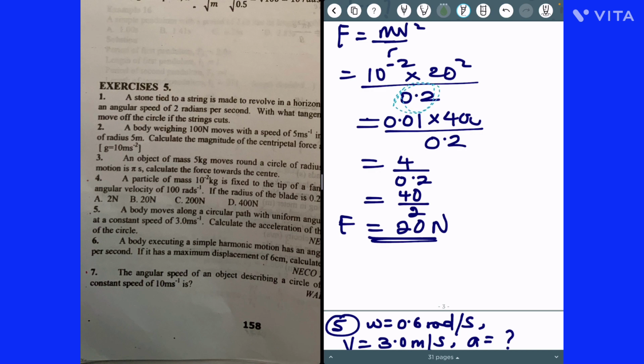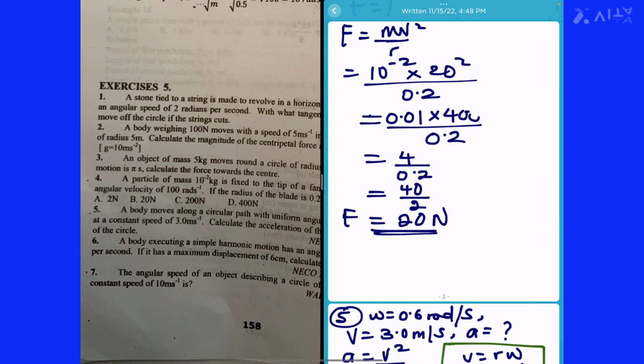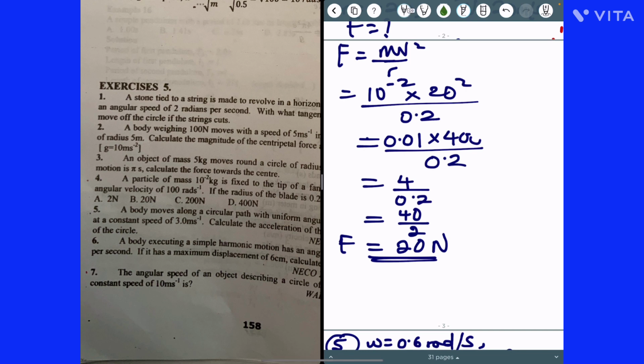That gives us, the mass is the same thing as what? 10 raised to the power minus 2 is the same as 1 over 100, which is 0.01. So that gives 0.01 times 400 over radius, which is 0.2. That's 4 over 0.2, that's 20 newtons.